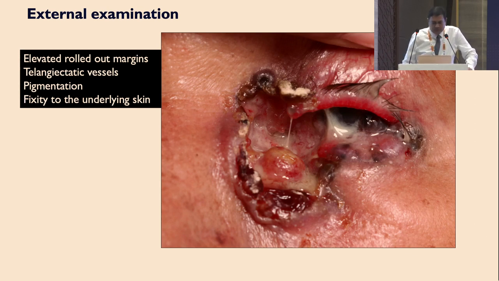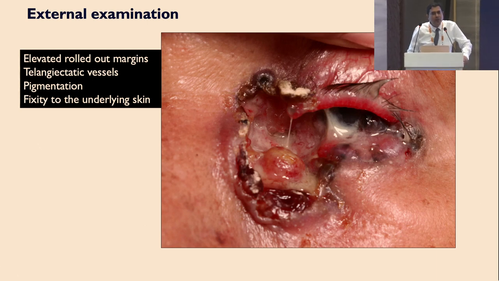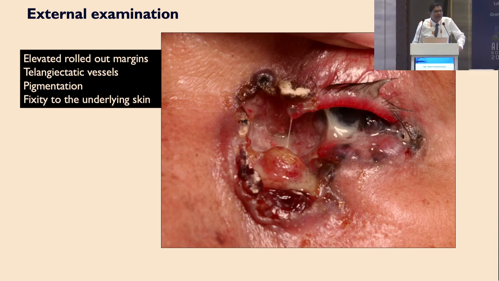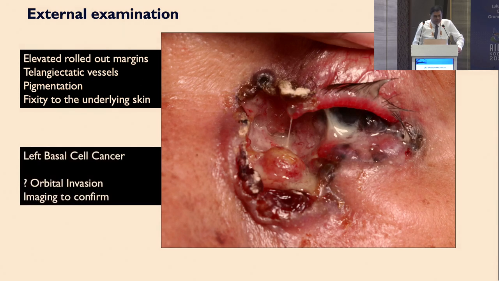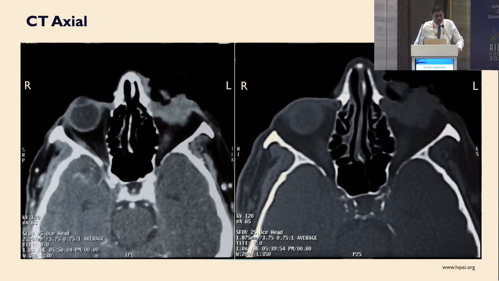The key thing was the location, and as a thumb rule, the medial ones are more destructive and can be worse in prognosis. So I think we were pretty clear that this is definitely orbital invasion. There's no way out, we are probably looking at a destructive surgery like an exenteration. We asked for imaging, and that's the imaging finding.